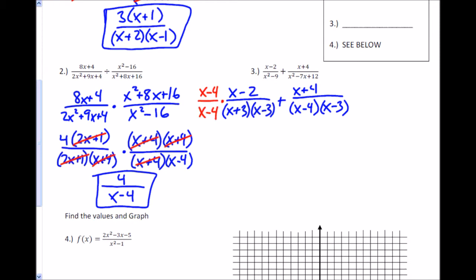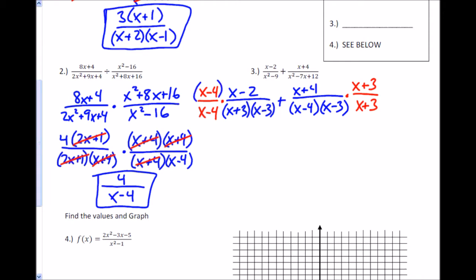And now this first denominator has those three pieces, x minus 4, x plus 3, and an x minus 3. The second denominator only has two of those pieces. It's missing the x plus 3. So we've got to give him an x plus 3. All right. Again, when we do this, we're multiplying, and we have to multiply the numerator by the same thing as the denominator. We have to multiply by a form of 1.